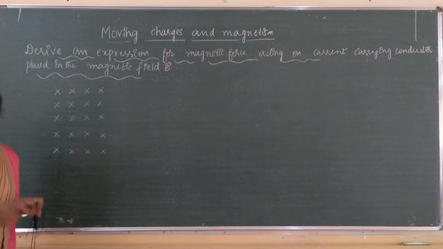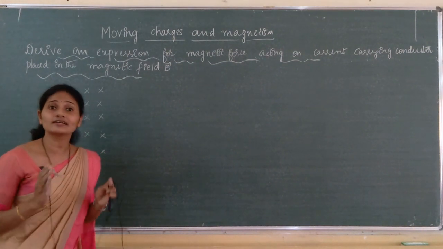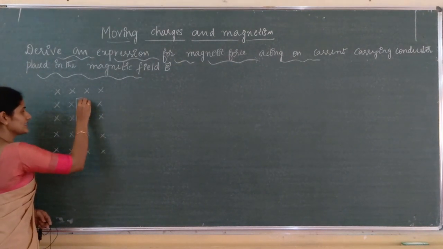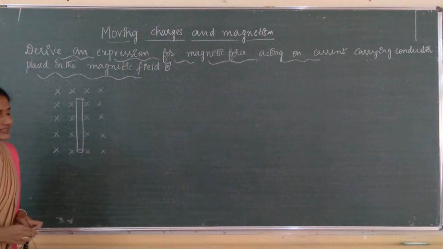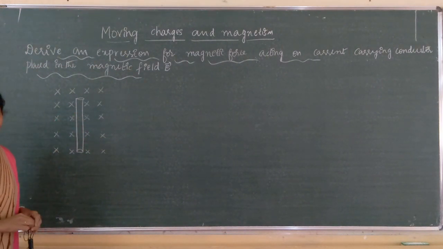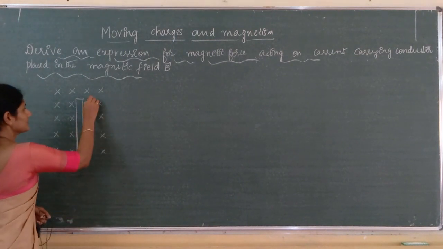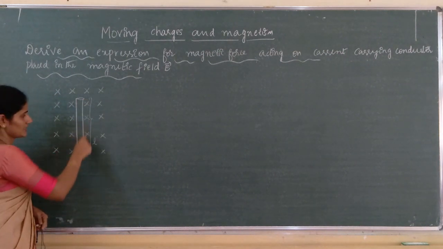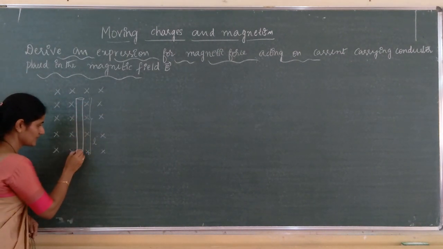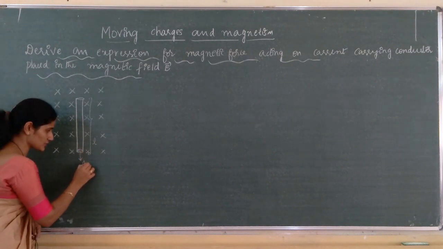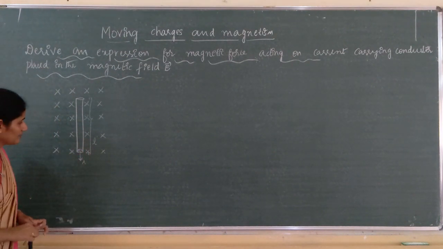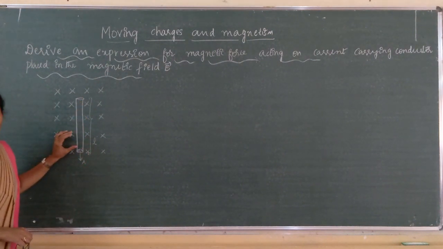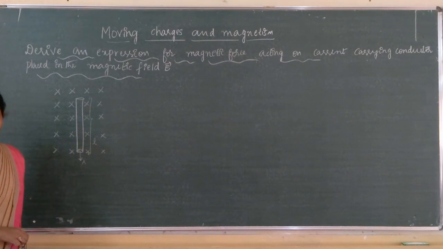So, here we are placing one current carrying conductor. Let us consider one current carrying conductor, and this current carrying conductor is placed in this uniform magnetic field. Let L be the length of the conductor, L is the total length of the conductor, A is the area of cross section, and I be the current flowing through the conductor.